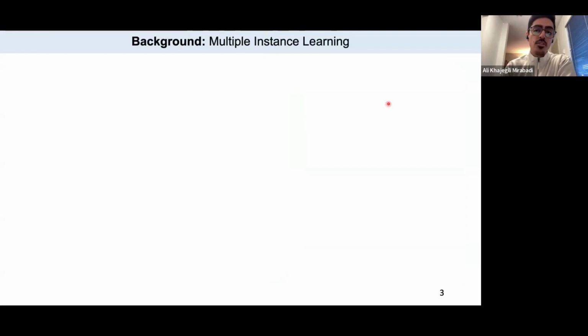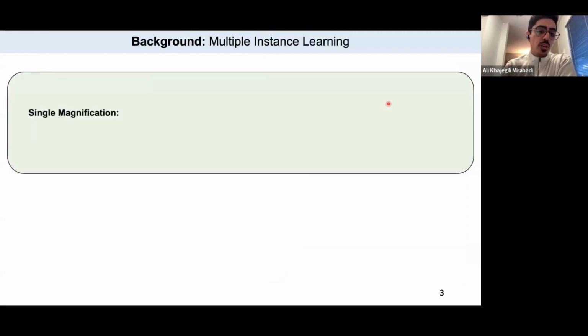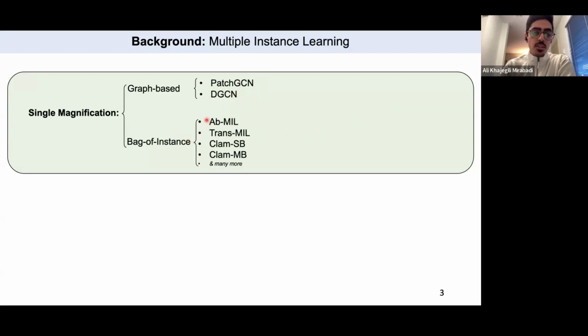So a little bit of background for multiple instance learning here. There are two major methods in the background. One is single magnification and the other is multi-magnification methods. For single magnification methods, we can generally divide them into two groups, graph-based and bag of instance. For graph-based, I can mention PathGCN and DGCN, which encode patches and build graphs on patches. And for bag of instance, I can mention ABMIL, TransMIL, CLAM, and many more models. And there are always new models coming out.